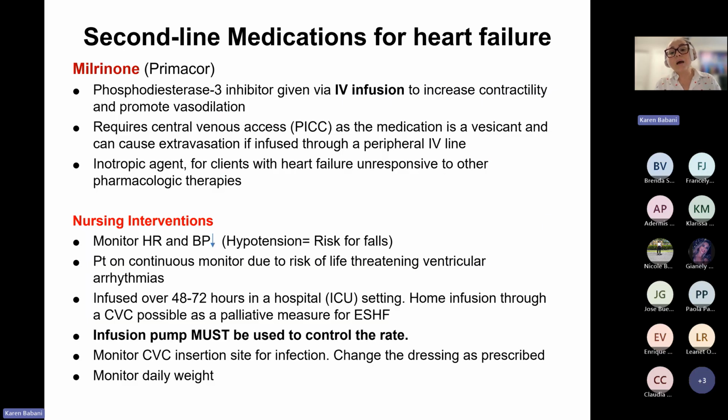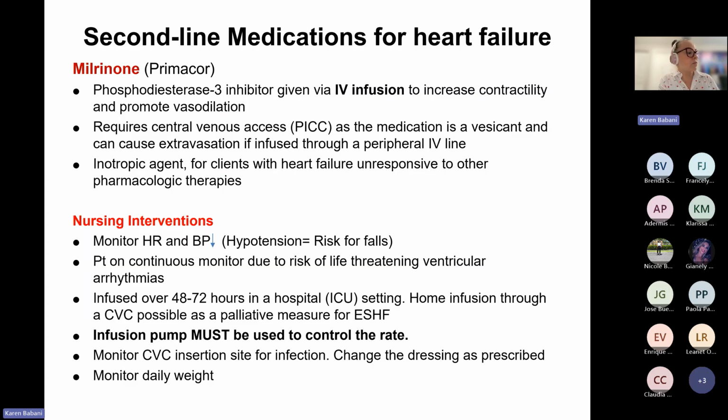This is given via IV infusion. Very important because this is given in micro doses. So you need to make sure that you monitor and titrate this very carefully. What you want to do is increase the contractility of the heart. Make sure that the heart beats a little better. And they promote vasodilation. They make the vessels go up.